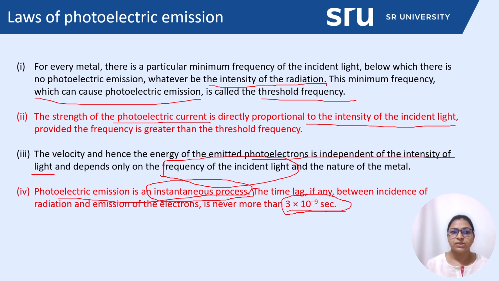So basically, the main observation from the laws of emission is that at a particular minimum frequency, photoemission will occur, the photocurrent will be proportional to the intensity of light, the energy of photoelectrons will depend on frequency and nature of the metal, and photoelectric emission is an instantaneous process. The time lag, if any, between incidence of radiation and emission of electrons is very small. So this was the observation, but there are some incidents in electromagnetic theory or classical theory which cannot be explained from these experimental facts.